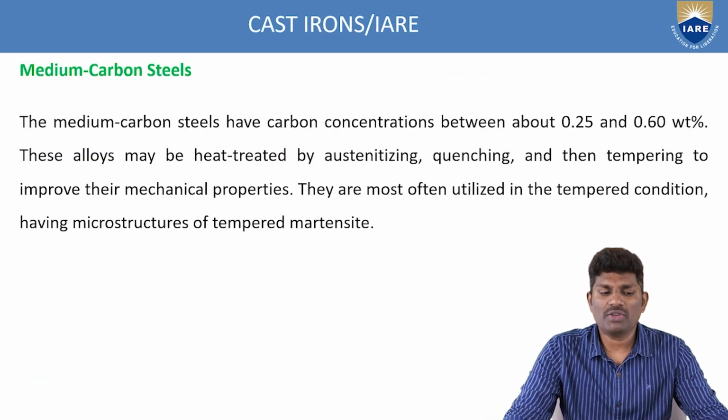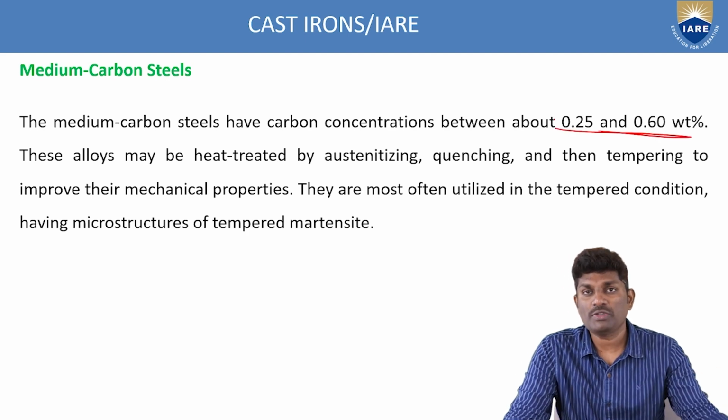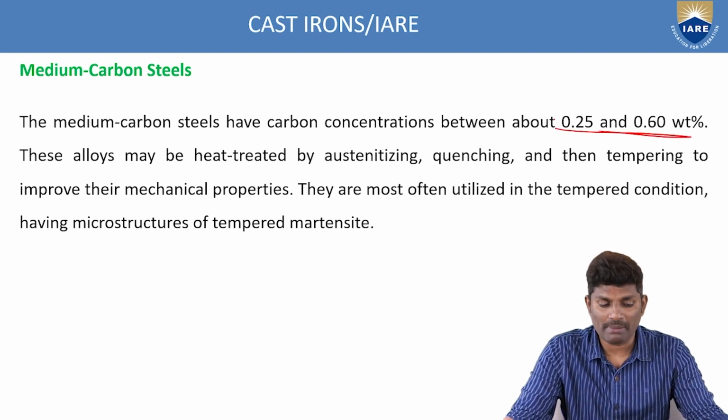Coming to the next stage, you have the medium carbon steel. Medium carbon steel ranges between 0.25 to 0.6 percentage of carbon, and these can be heat treated by austenitizing, quenching and then tempering to improve the mechanical properties. And also, most of these medium carbon steels can be utilized in the tempered condition.